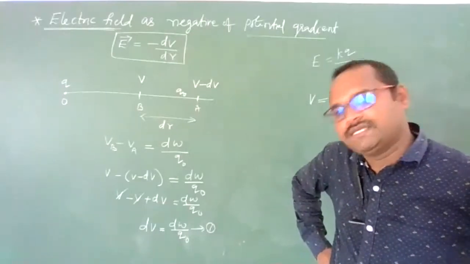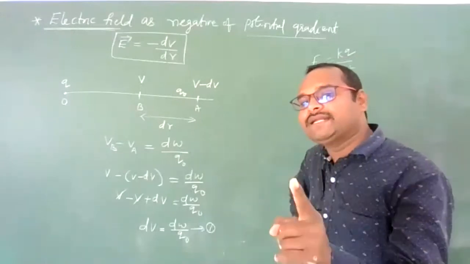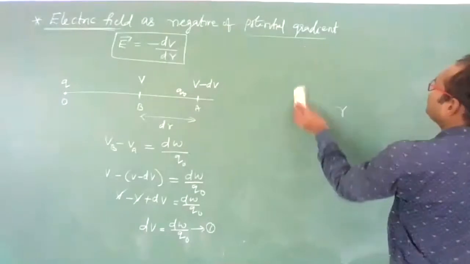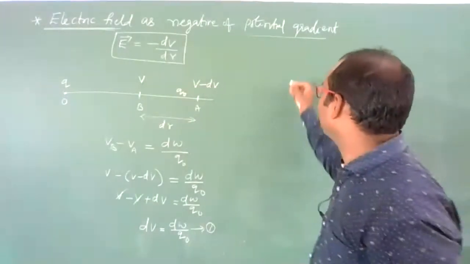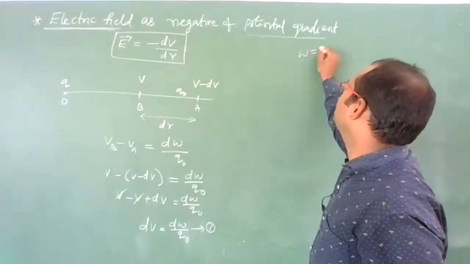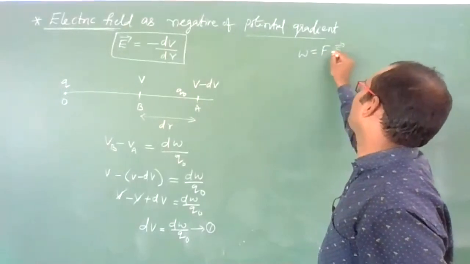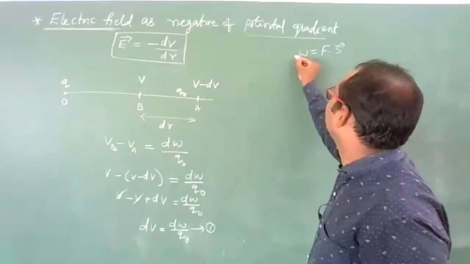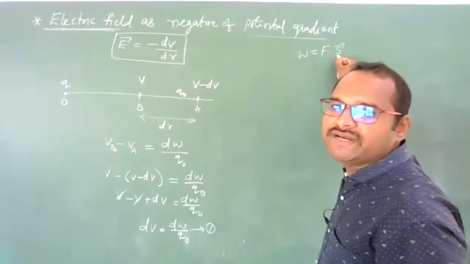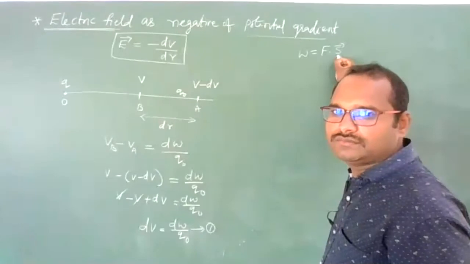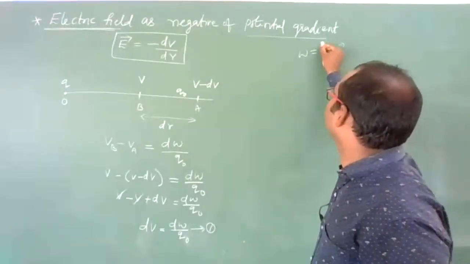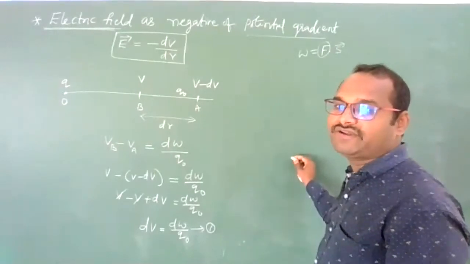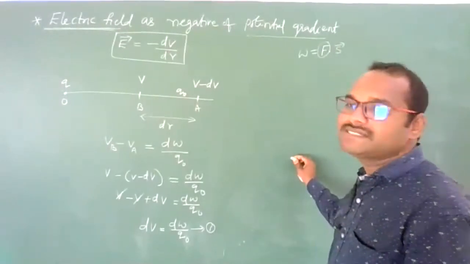Clear, students? Now let us write the actual formula for work done. See, students, whenever we write the work done formula, we can write it as W is equal to force dot distance. And if the distance we need to move is small, or if this force is not constant, then we need to integrate for finding the total work done.